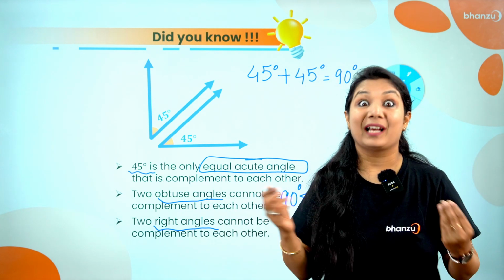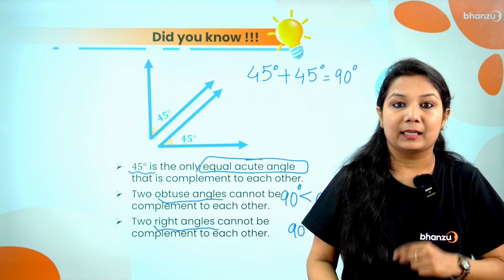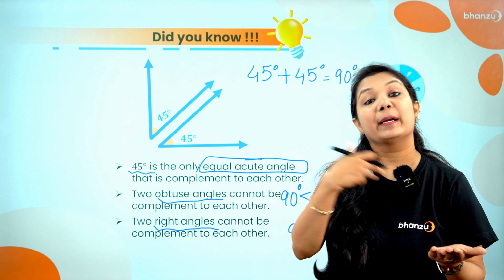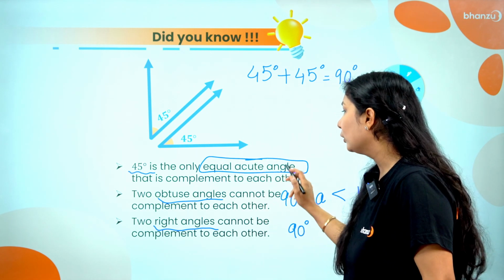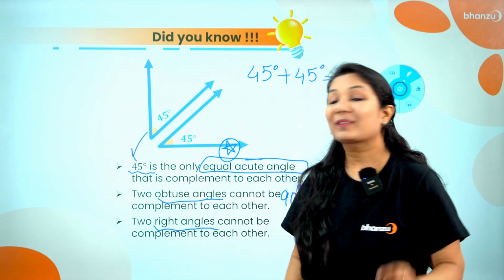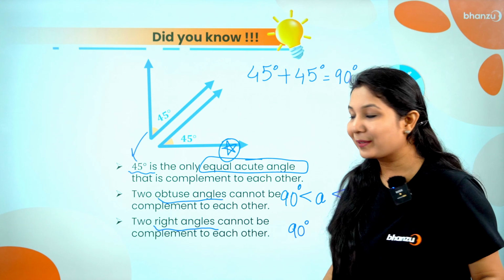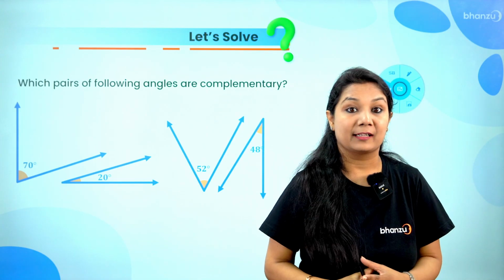But if we talk about other acute angles, then they are complement to other acute angles, like 30 degrees is the complement of 60 degrees. But for only equal acute angles, it's just 45 degrees, which is the answer to it. Right? Let's move ahead and solve a few questions for complementary angles now.